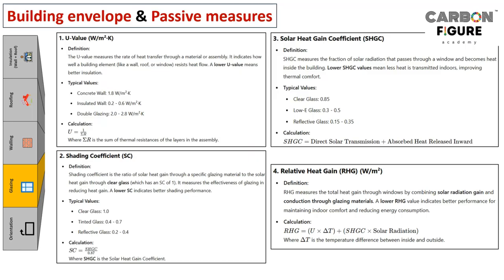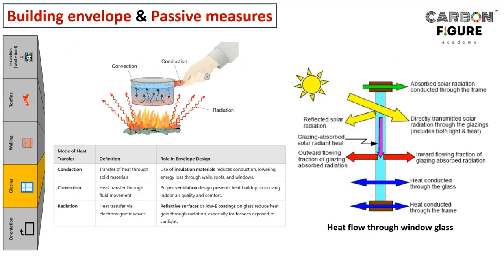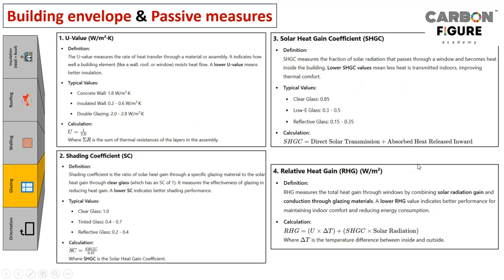SHGC is equal to direct solar transmission plus absorbed heat released inward. So in this picture, what we can understand is that the yellow arrow component plus the right side red arrow component gives you the SHGC value, right? So then relative heat gain, RHG, watt per meter square. So you can understand only U value has a unit; the shading coefficient and solar heat gain coefficient don't have a unit. It's just a factor, right?